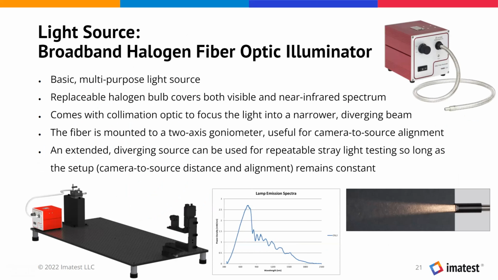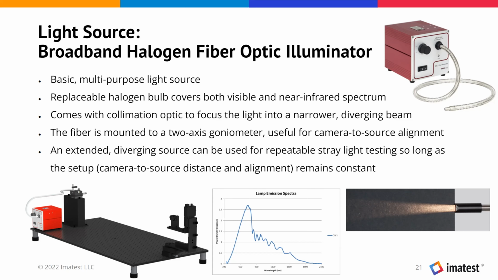As for the light source, there are a lot of different options. One option is to use a basic multi-purpose fiber optic illuminator, which is what we have here. We put this on a benchtop setup where the light source is mounted to a 2-axis goniometer to help with alignment, on top of a metric optical breadboard. And then the motorized gimbal with the camera is positioned downrange.